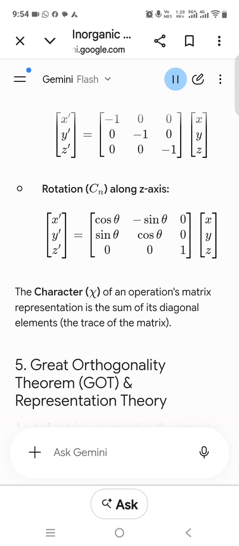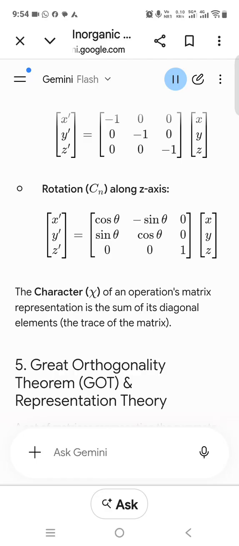Standard reduction formula. To find how many times an irreducible representation, Γ_i, appears inside a reducible representation, Γ_red, use the formula, where g_R is the number of operations in class R, χ_red is the character of the reducible representation, and χ_i is the character of the ith irreducible representation.